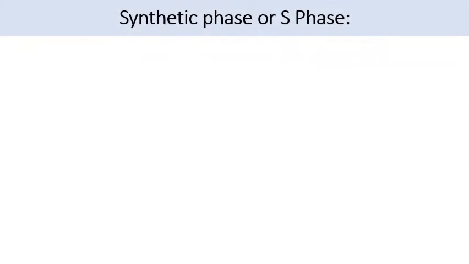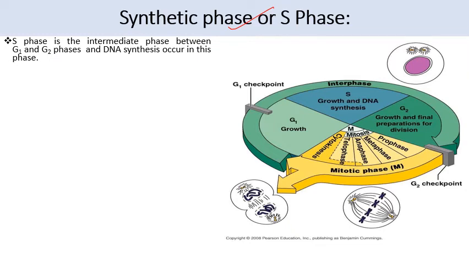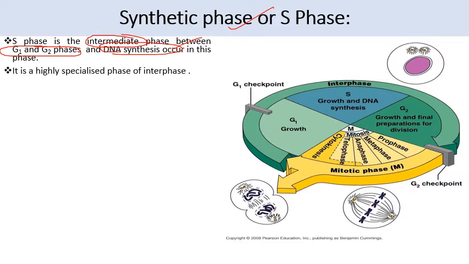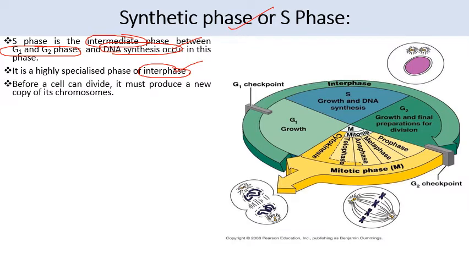Next comes synthetic phase or S phase. Here, the DNA replication occurs. So S phase is the intermediate phase between G1 and G2 phases, that is gap 1 and gap 2 phases, and DNA synthesis occurs in this phase. So this is a very important event which occurs during this S phase. It is a highly specialized phase of interphase. ये सबसे ज़्यादा specialized phase है interphase का. Before a cell can divide, it must produce a new copy of its chromosomes. This is a very important event which occurs during this phase.